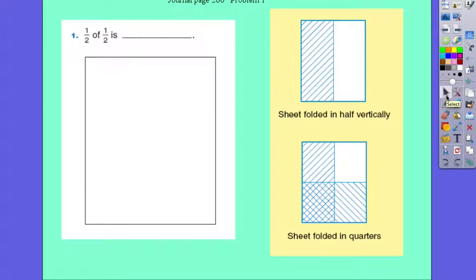The easiest way to take a look at some of these examples is through drawing out pictures. Now, if we're going to talk about a half of a half, when you receive a problem like this, you may want to start out with something like this, where we're taking a look at one of the fractions, okay, and we are making it vertically. So we filled in half of it.